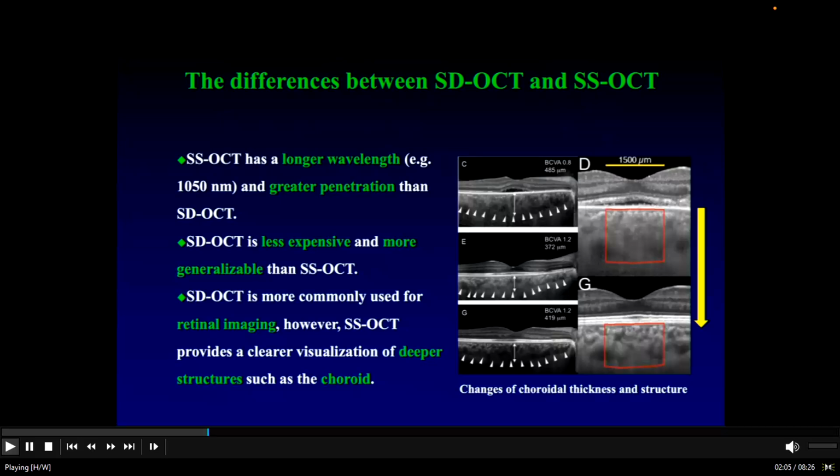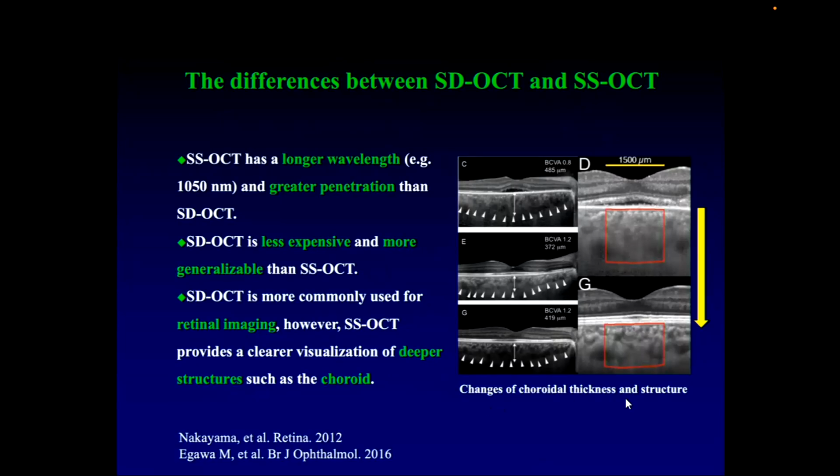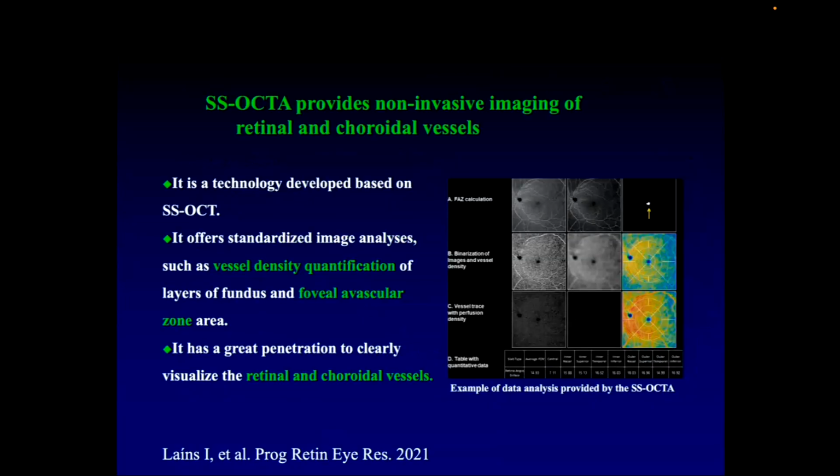There are some differences between SD-OCT and SS-OCT. SS-OCT has a longer wavelength and a greater penetration than SD-OCT. SD-OCT is less expensive and more generalizable than SS-OCT. SD-OCT is more commonly used for retinal imaging. However, SS-OCT provides a clear visualization of deeper structures, such as the choroid.